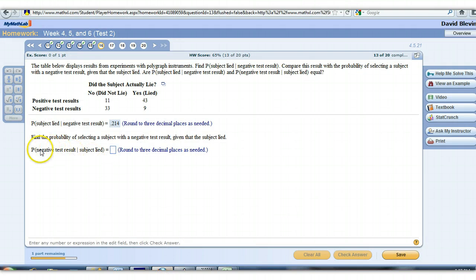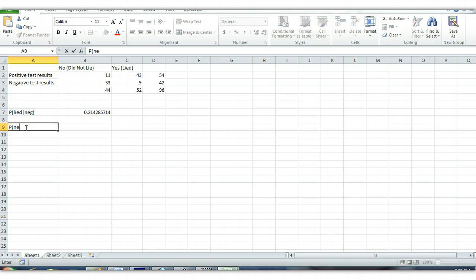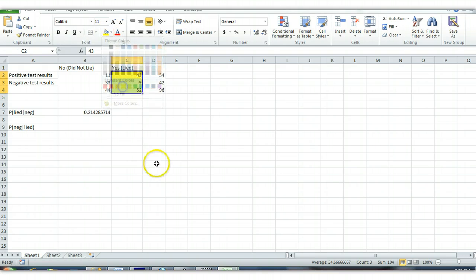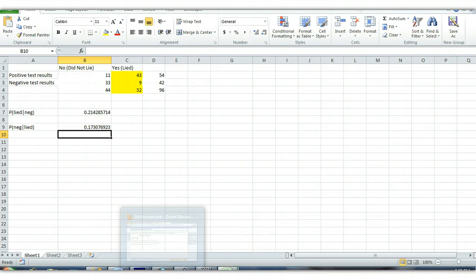Alright, second part says, find the probability a negative test result given the subject lied. A negative test result given that the subject lied. Alright, so now we're no longer dealing with the negative test result. Now we're coming up with a probability that there is a negative test result given that we're dealing with somebody who lied. So now we're in this column. That's our given condition. So there's 52 total people that we're dealing with. And how many of those had a negative test result? 9. So 9 out of 52. So we have two different numbers here, 0.173 for this one.